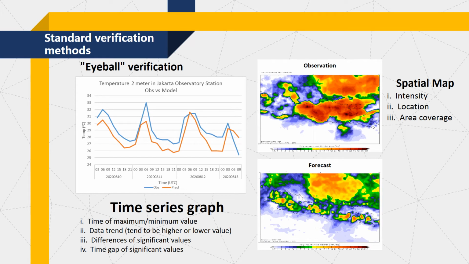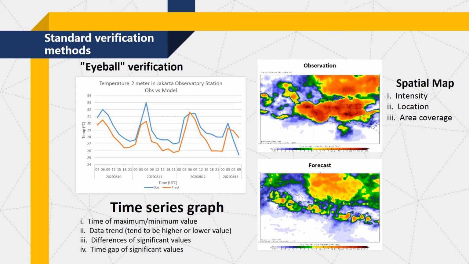Well, we move to standard verification methods. The first is eyeball verification. In eyeball verification, we just analyze the pattern of data. We just compare observation against the forecast data. For eyeball verification, the common data that we will analyze using this method is the time series graph.